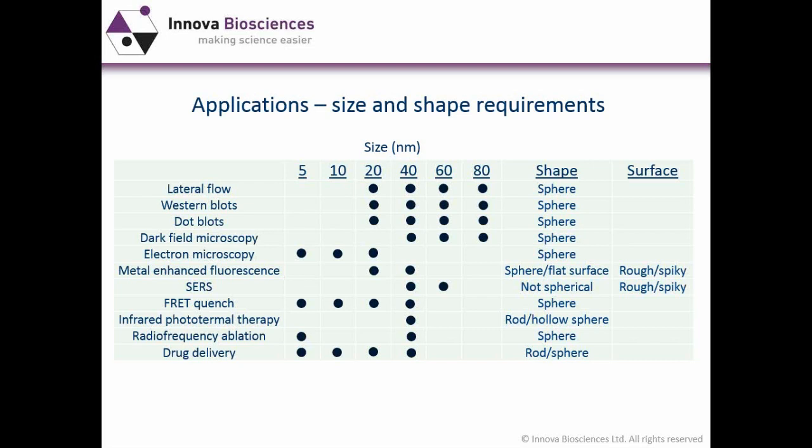The FRET quench approach, there's literature on particles of 5 nanometer up to 40 size with that. And again, I imagine you can find other examples with different sizes. The photothermal therapy and radiofrequency ablation, fairly new areas. Not entirely clear what the best size is yet, I think, for these techniques, or the best shape even. Drug delivery is obviously a massive field. Tends to be 40 nanometer or less because the larger sizes seem to be a bit more toxic. Can be rods or spheres in the case of drug delivery.